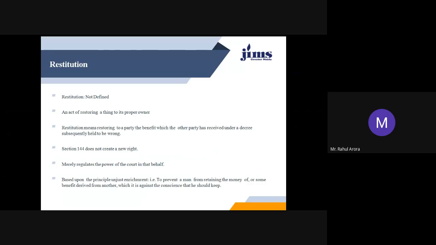So from this example, we may infer that there is an interplay between the Contract Act as well as the Code of Civil Procedure. Now, we will go further.